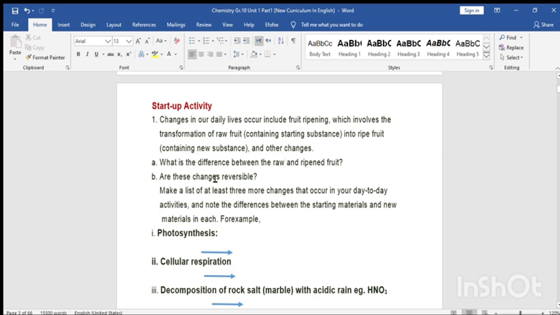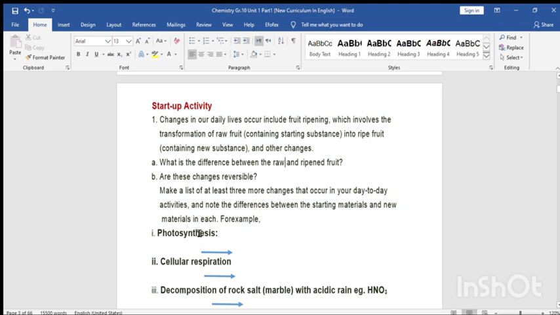Are these changes reversible? No. After the fruit has ripened, it cannot be converted into its original content. Therefore it is a chemical change process and it is irreversible. Make a list of at least 3 more changes that occur in your day-to-day activities.